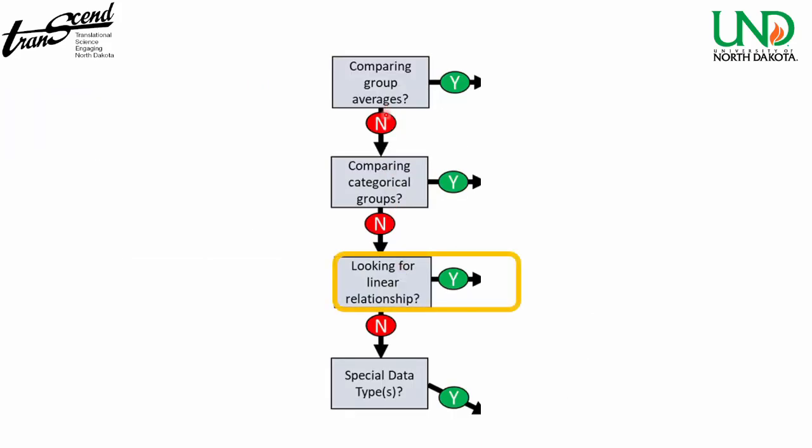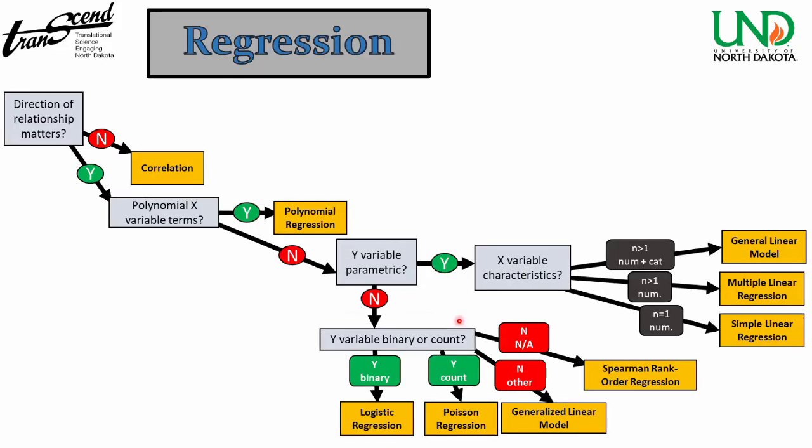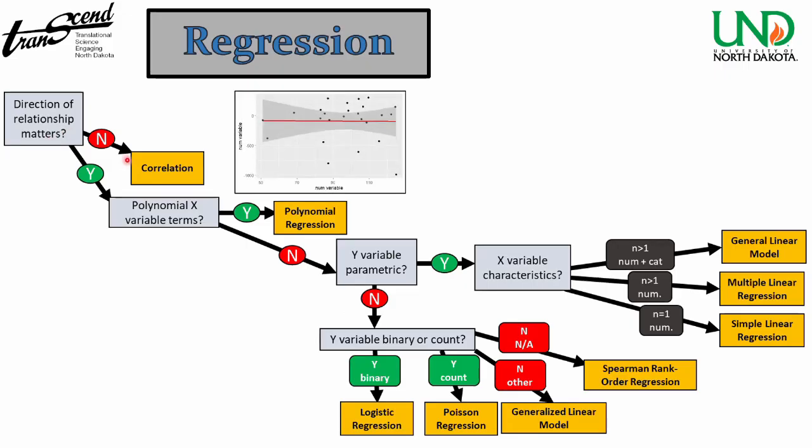So again, if you say no, but then yes, looking for a linear relationship, you're in regression land. First question in regression land, you should ask, does the direction of the relationship matter? If it doesn't, it's correlation. What I mean by directional relationship is, do you think y is caused by x or something like that? If one variable causes the other or helps predict the other, or do you just want to see if they're correlated? If it's just correlation, it'd be a numerical variable and another numerical variable, and you're not really trying to predict y from x.